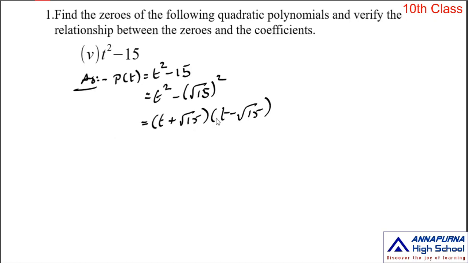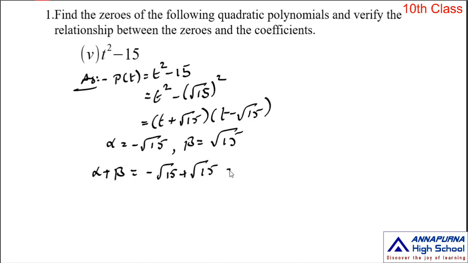So what are the two zeros of this quadratic polynomial? One is minus root 15 and another one is plus root 15. So t plus root 15 is equal to 0, then t is equal to minus root 15. T minus root 15 is equal to 0, then t is equal to root 15. So the two zeros are minus root 15 and plus root 15. Now verify the relation. Sum of the zeros, alpha plus beta, is equal to minus root 15 plus root 15, which is equal to 0.